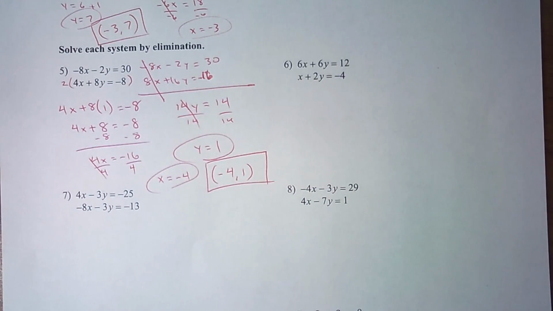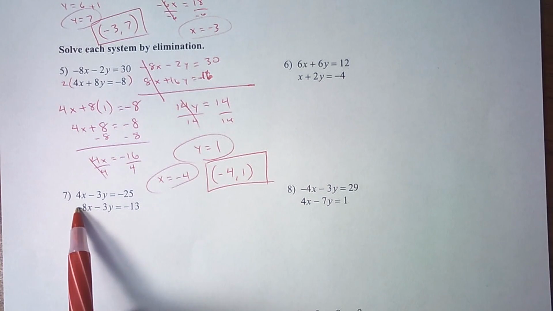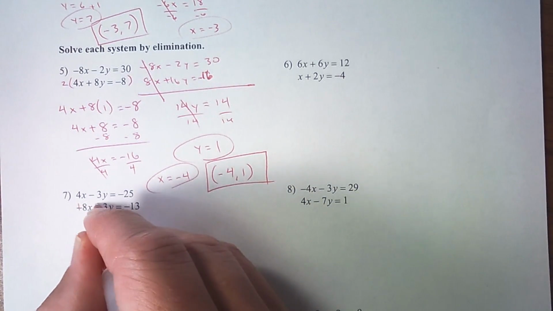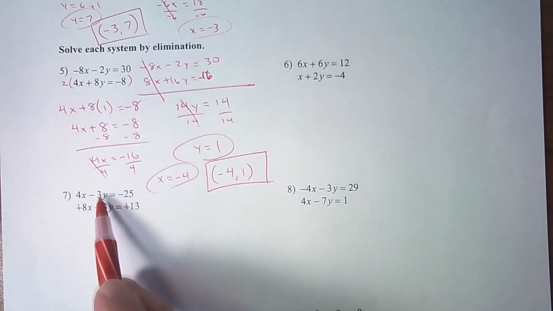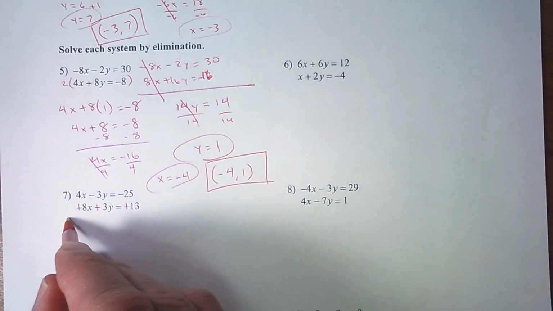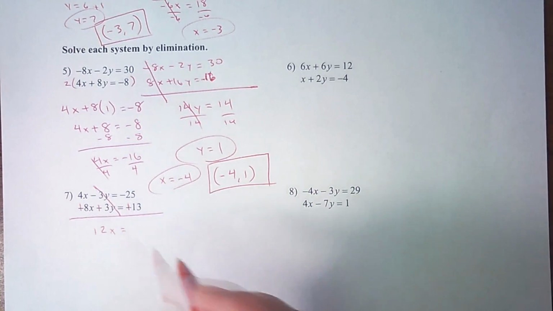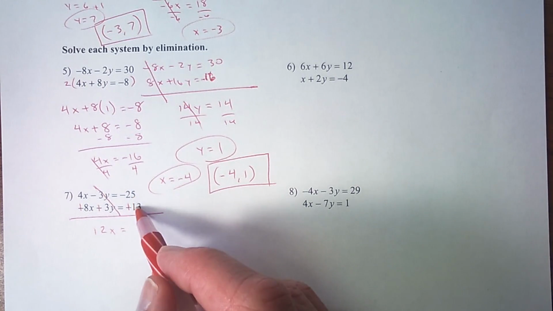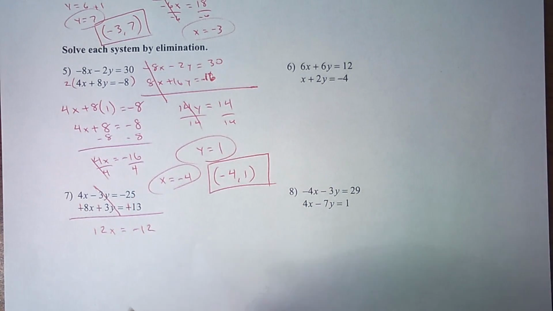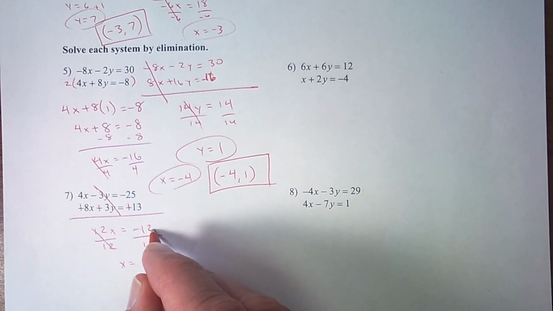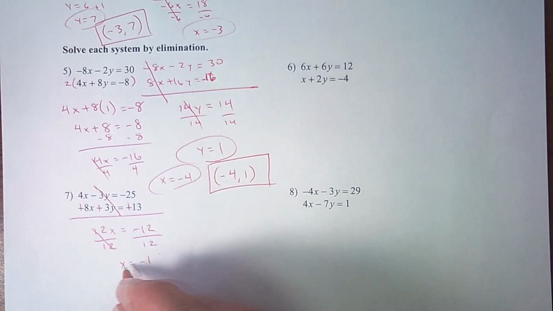Okay, number 7. It's not set up exactly to eliminate just yet, but we can make it easily eliminate. If I multiply this bottom one by negative 1, then it's going to change all my signs. And now, negative 3 and positive 3 will eliminate. So 4 plus 8, that's 12x. And negative 25 plus 13 is negative 12. So I'll divide both sides by 12. Negative 12 divided by 12 is negative 1.